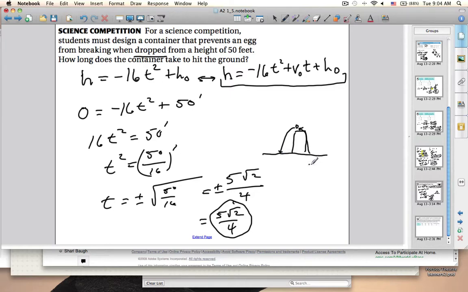So this time here, right here, is time 0. This time here, when I would have flung it from the ground, that's the negative 5 root 2 over 4. Okay, over here is the positive one, 5 root 2 over 4. This is the one I want. Okay, so be careful as you solve equations. Even though you've done the work correctly, you still have to think a little bit to answer the question.